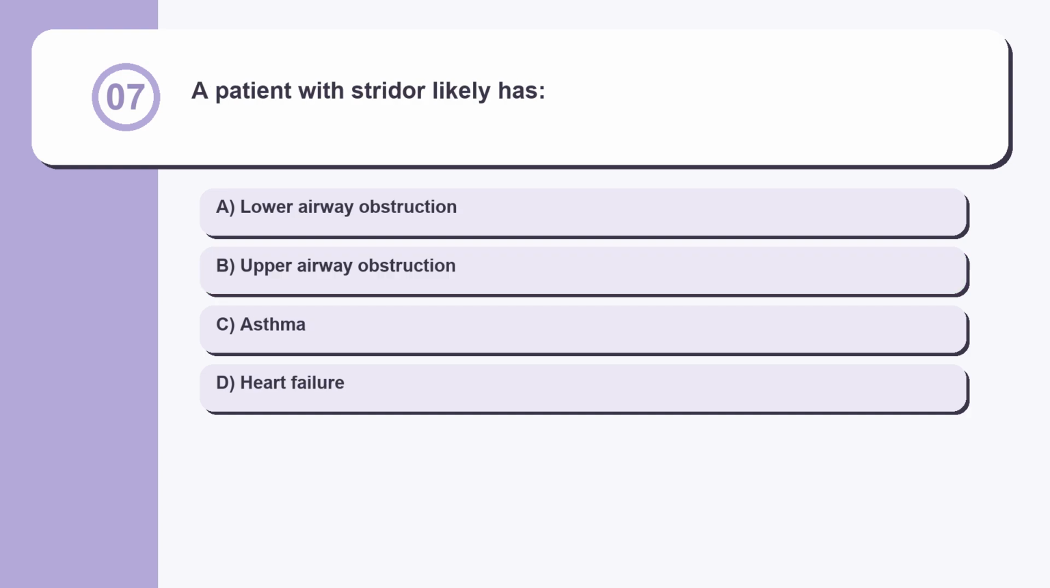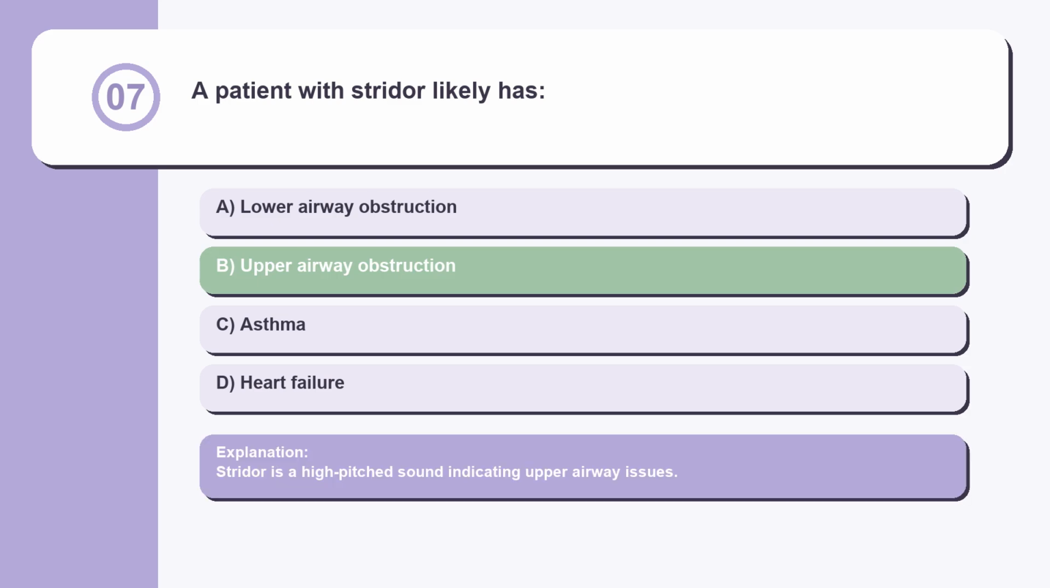Question 7. A patient with stridor likely has: lower airway obstruction, upper airway obstruction, asthma, heart failure. Stridor is a high-pitched sound indicating upper airway issues.